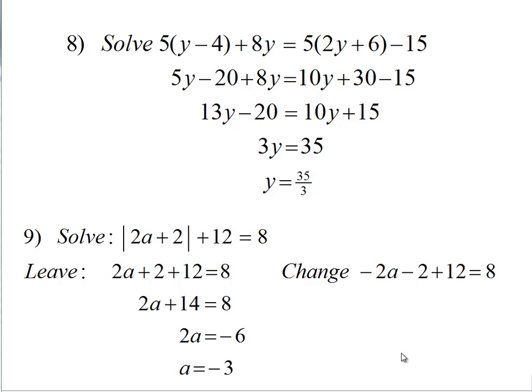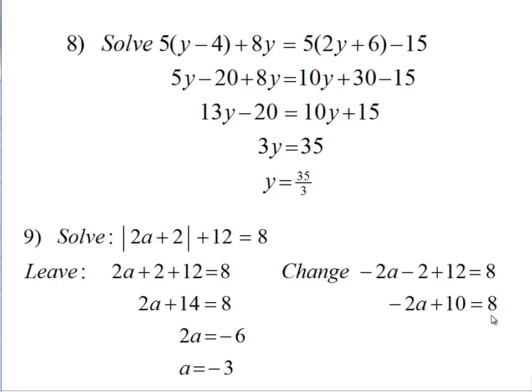I'm sorry. Let's go back. Change what's inside. Negative 2a minus 2 plus 12 is equal to 8. So you leave the whole thing, leave the inside, and then change the inside. It's safer. Don't change the outside. Just change the inside. And then when you combine your 12 minus 2 makes 10. So it's 2a plus 10 is equal to 8.